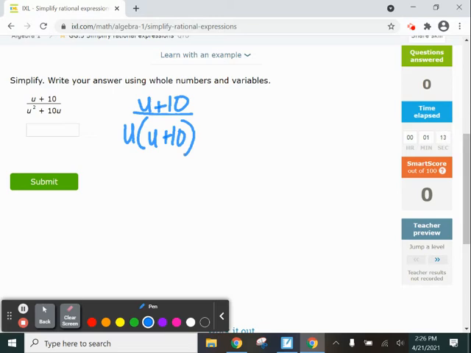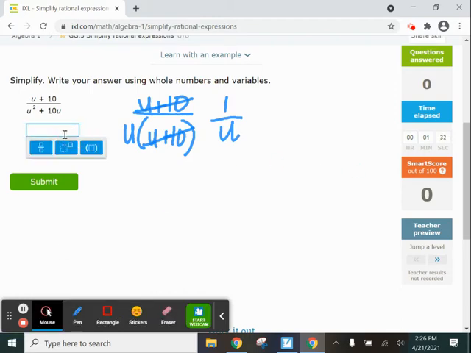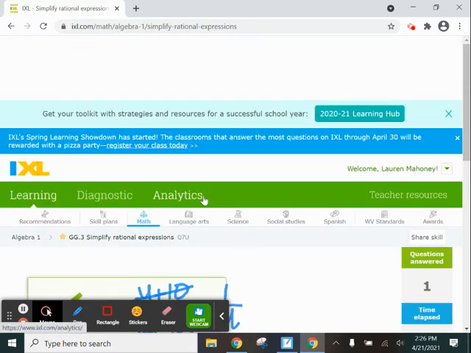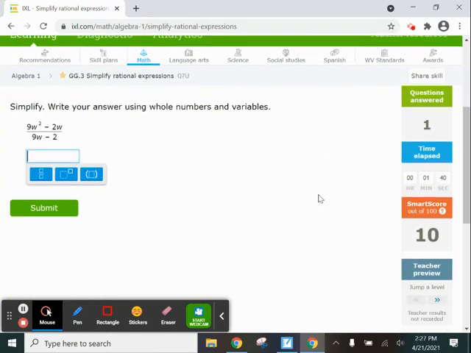But I can't cross things out in the original problem that's here because the factors aren't written out. But this one I can cross out the u plus 10, the u plus 10, and I'm left with 1 over u, which is what I would type in for my answer. Notice it gives me an option for the fraction. I have 1 over u. I'm going to submit, and that's my final answer.